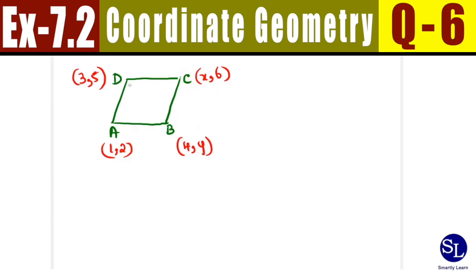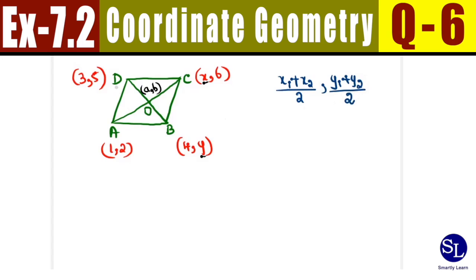Most important property of a parallelogram is that the diagonals bisect each other, meaning the midpoint of AC and the midpoint of BD will be the same. I'm marking this particular point as O for reference and I'm writing its coordinates using a and b. I'm using this variable because you already have x and y given here as unknown. So let's write the midpoint formula once. Midpoint formula is (x1 plus x2 by 2, y1 plus y2 by 2).